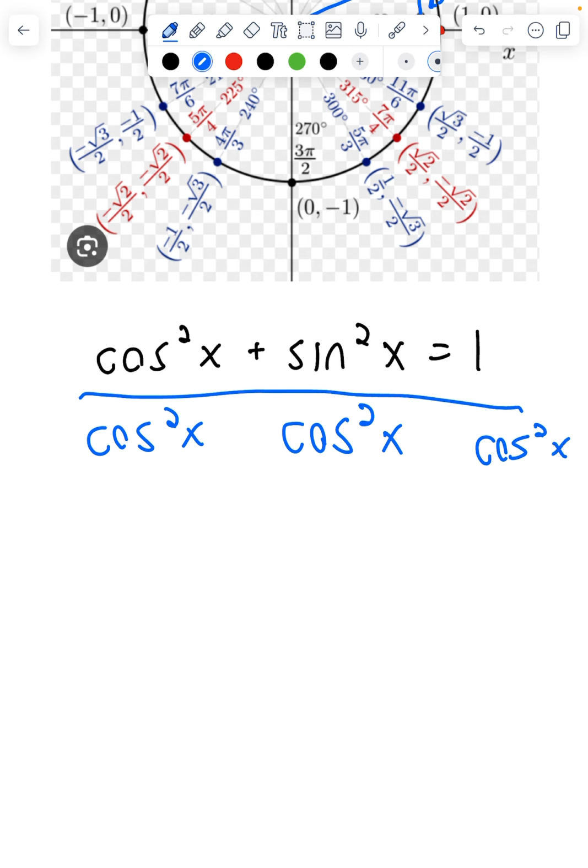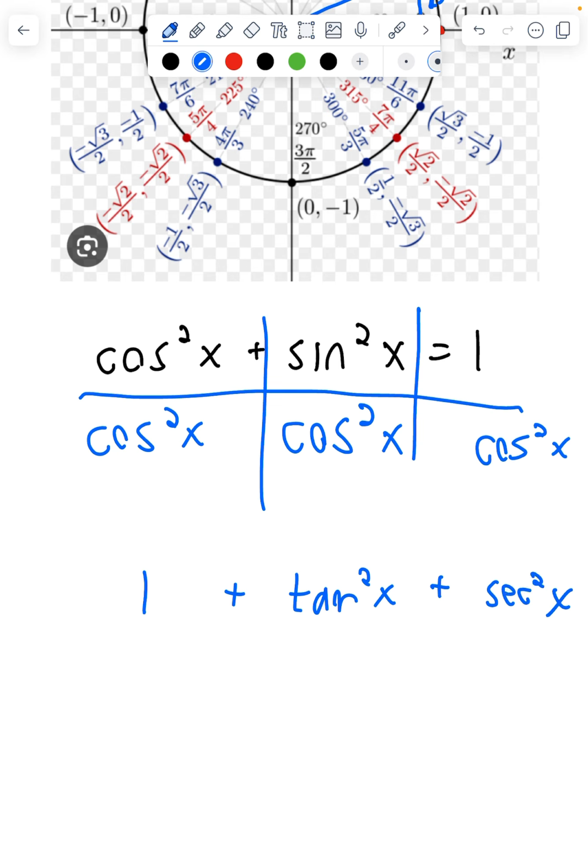Now in this middle section right here, I've got tangent squared x, sine over cosine. All right, what about cosine squared over cosine squared? Well, that's just 1, right? And what about 1 over cosine squared? Well, that's just secant squared. Oops, I put a plus sign there. It should be equals. Now, after this point, all I need to do is solve for tangent.